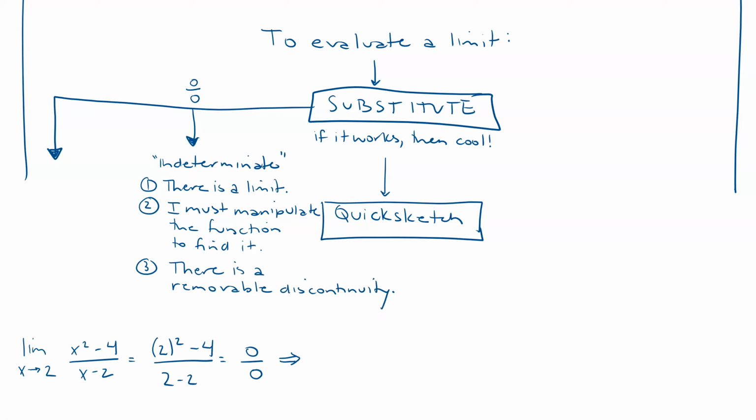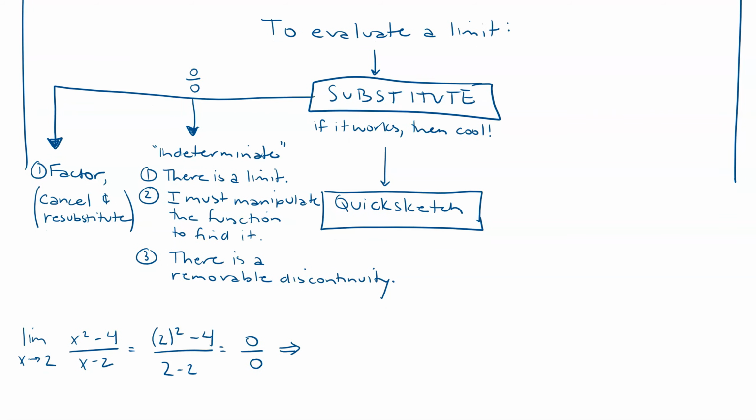Again, an indeterminate limit means 3 things. There is a limit, I must manipulate the function to find it, and there's a removable discontinuity. To deal with this, we have a few different options. The first idea is to factor. Once we factor, we're going to cancel out a term and then resubstitute. This process is essentially the same as the work that we did when we were graphing rational functions.